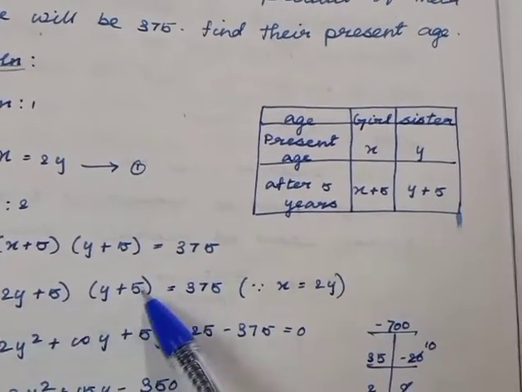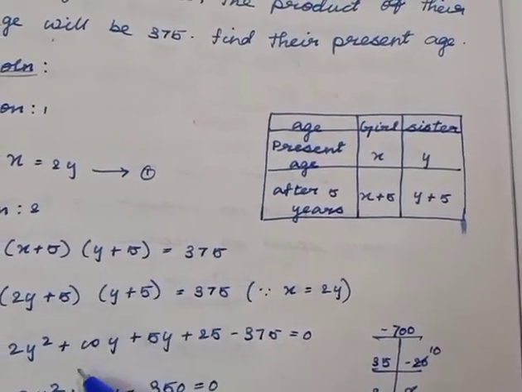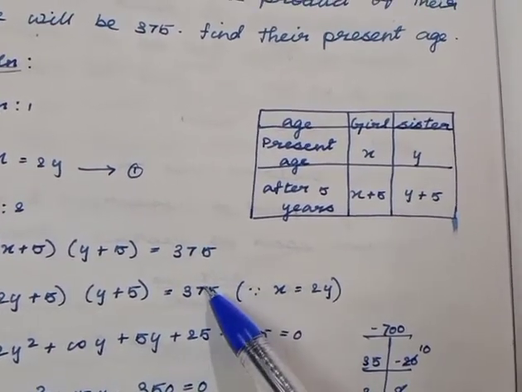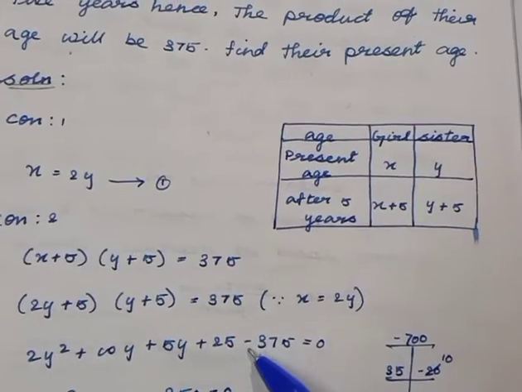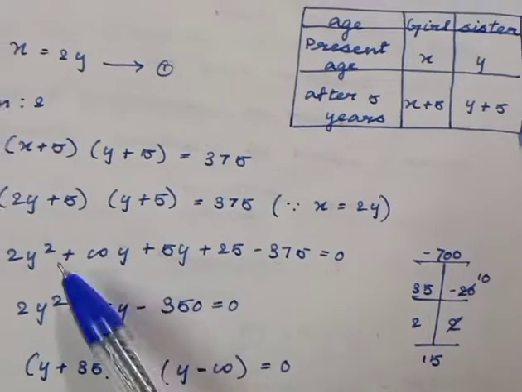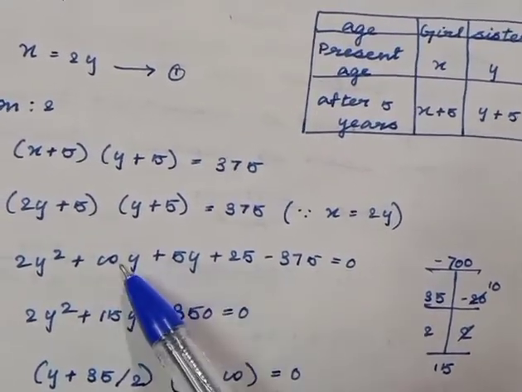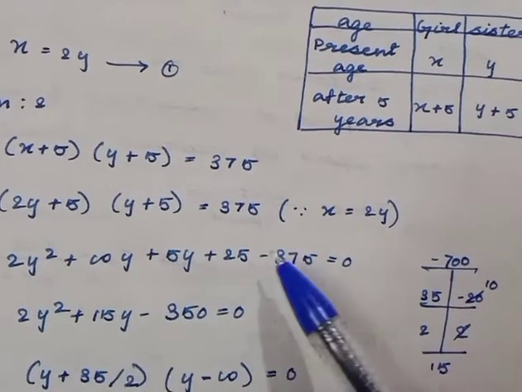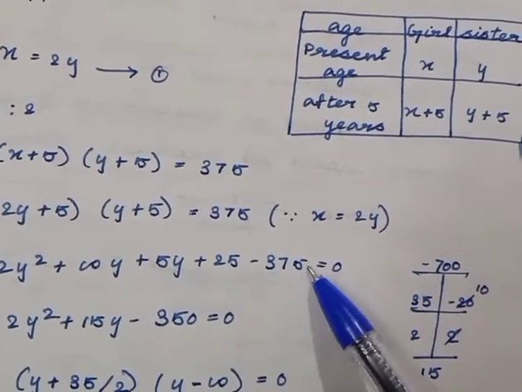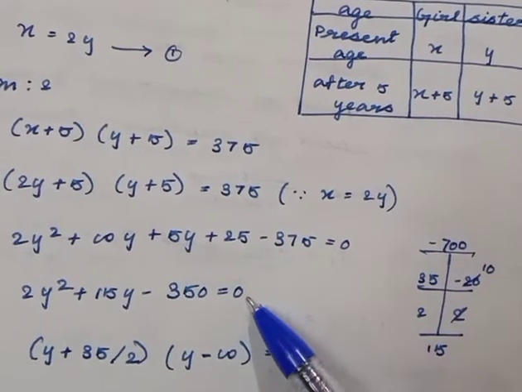Now you have to multiply these two. That is 2y into y, 2y square. 2y into 5, 10y. 5 into y, 5y. 5 fives are 25. You have to transpose this 375 to the left hand side. So that is minus 375 is equal to 0. Now simplify: 2y square, y terms 10 plus 5, that is 15y. Now simplify the constant terms, 25 minus 375, that is minus 350 is equal to 0.